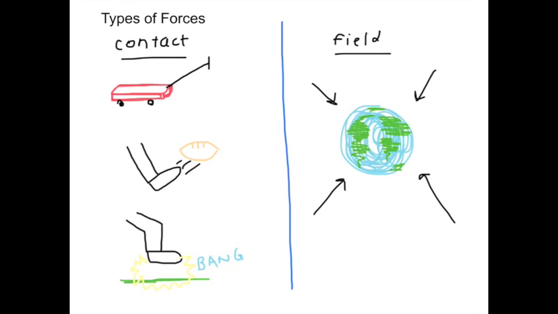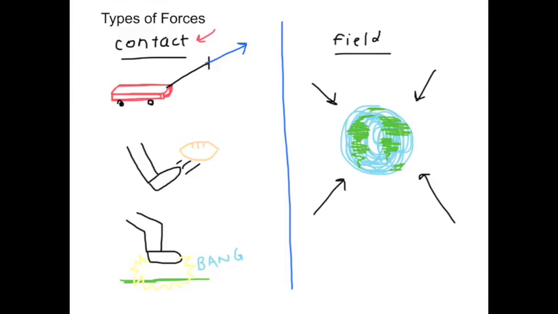There are 2 different types of forces, contact forces and field forces. Contact forces are those that act on objects as they touch one another. Here are some examples of contact forces. We have a person pulling a wagon. The person is touching the wagon as he pulls it along, and that's what's causing the wagon to move. That makes this a contact force.